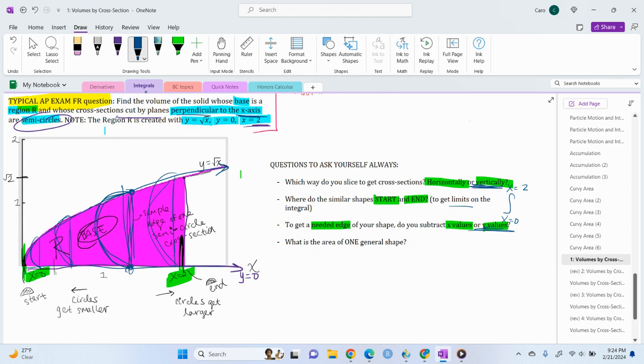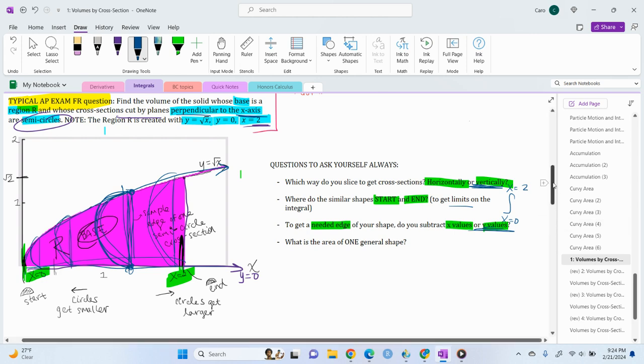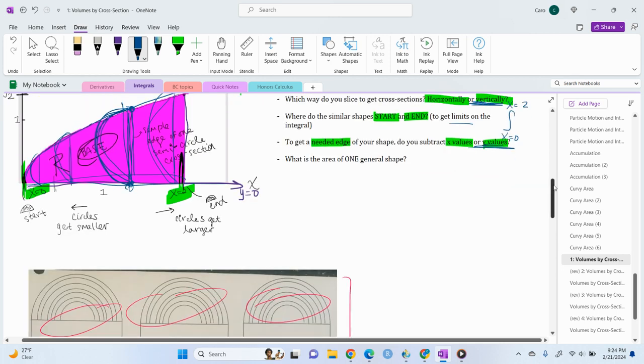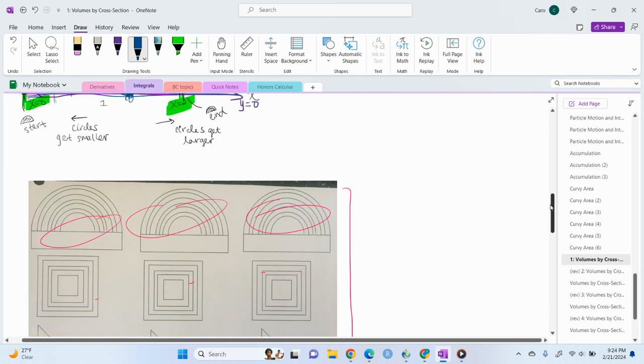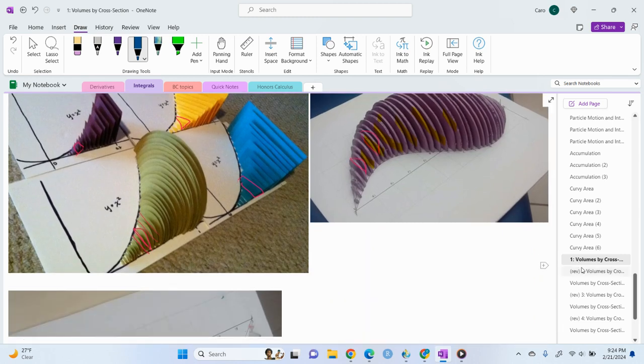And then what's the area of one general shape? Or I guess it's volume, but let's just think area. And then we'll just put a dx or a dy at the end of it. Remember, you're finding the area of one random shape, and then you're going to add up infinitely many of them. Just like before, when you added up infinitely many circles. Very similar to volumes of revolution. We just don't have pi r squared. We have different areas.